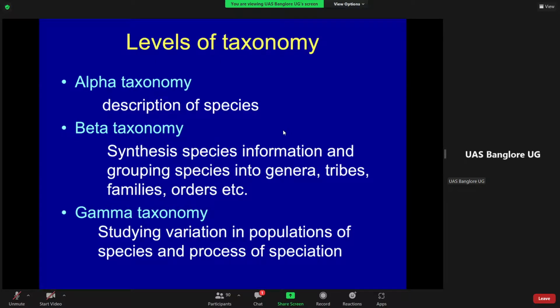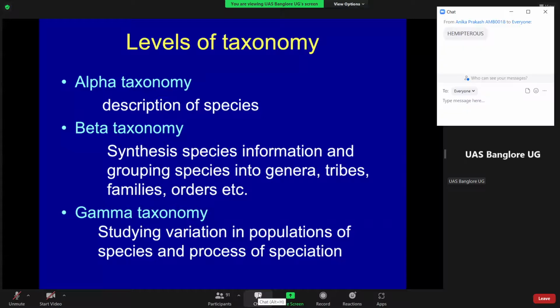Like you have corona. So how many variants we have? We have reached delta or gamma? Delta, sir. Delta variants. So it is the same thing. We had corona, then beta, gamma, and now we have reached the delta stage. That is nothing but the levels of variation. Same way, there are 3 levels of taxonomy. One is alpha taxonomy, then beta taxonomy, and then gamma taxonomy.